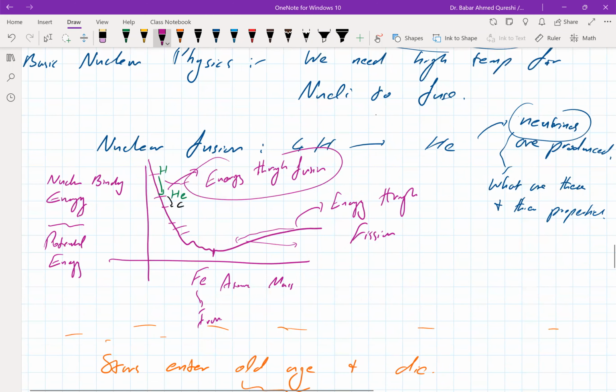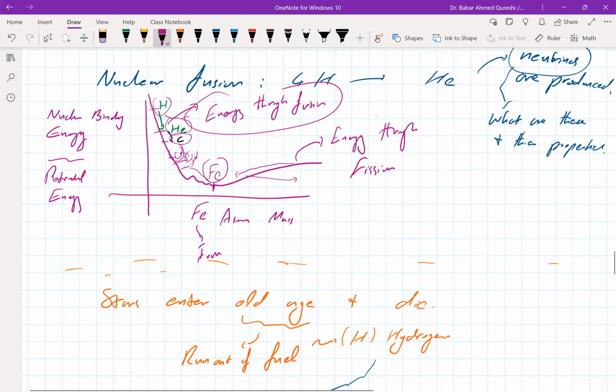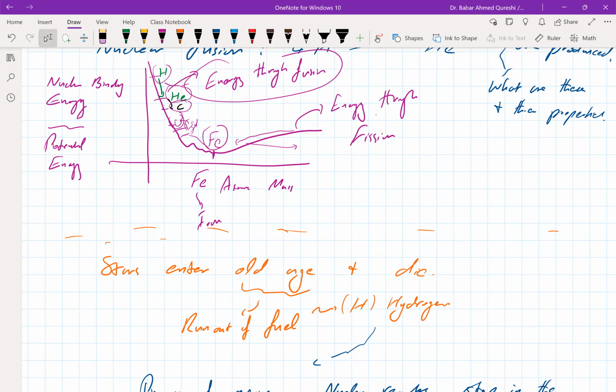Over here, you first are burning hydrogen, then you run out of that, you burn helium, you run out of that, you burn carbon, you run out of that, you burn oxygen, you run out of that, you burn silicon, and so on. You keep going until you reach iron. Iron cannot burn and it has nothing to do with degeneracy pressure. It just doesn't give you energy. It's in the valley.